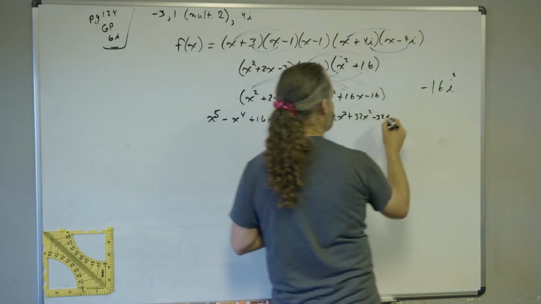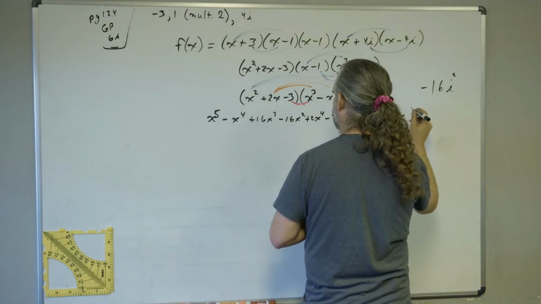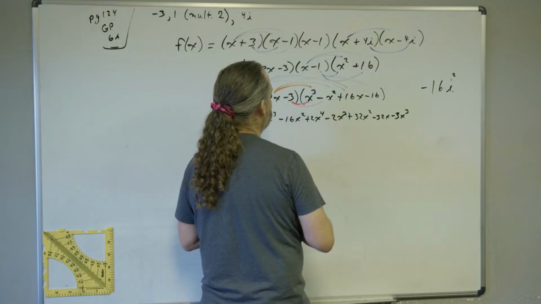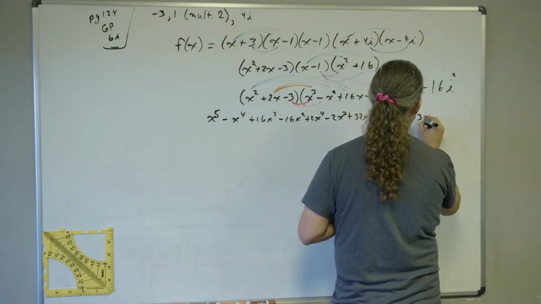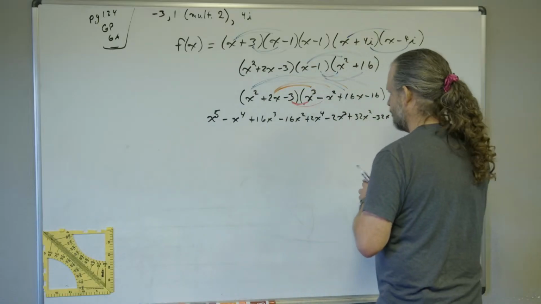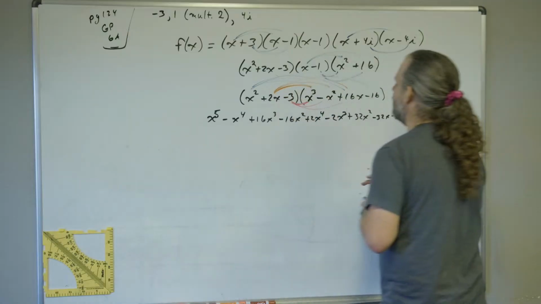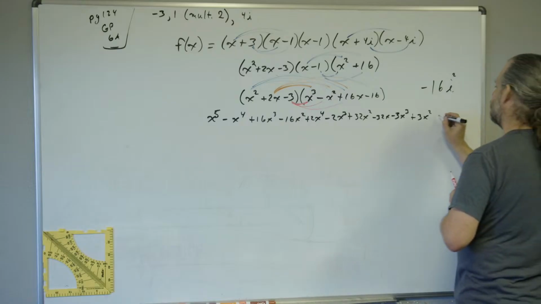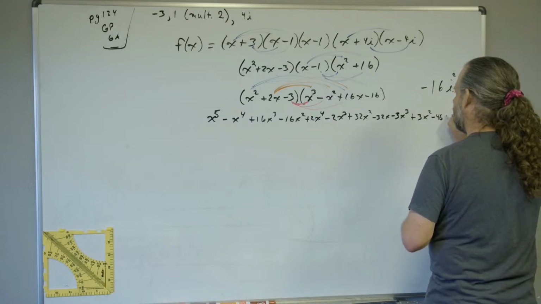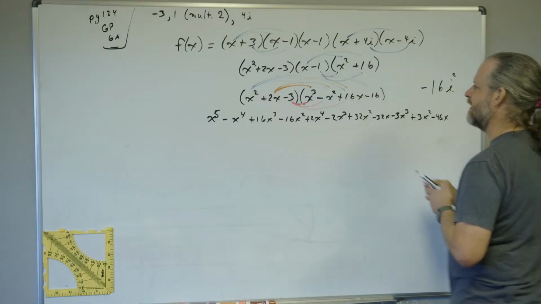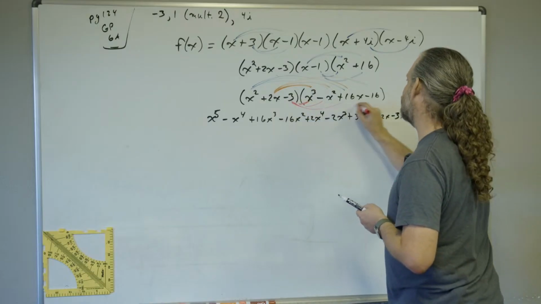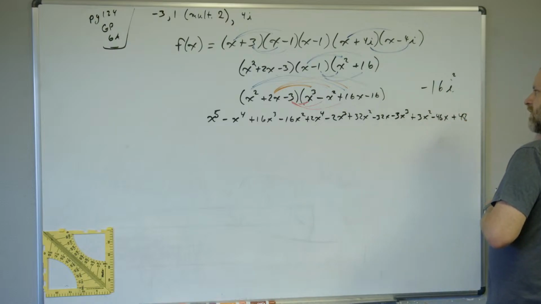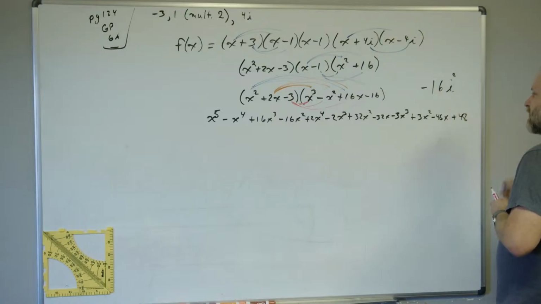Negative 3 times x cubed. And then positive 3 times x squared. Negative 48x, positive 48. We don't have to do any adding on that one, though. That one's going to sit by its lonesome.